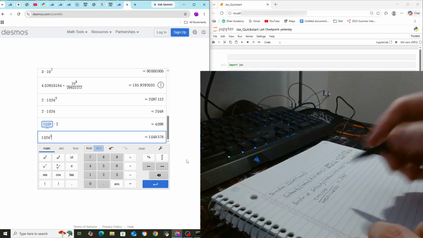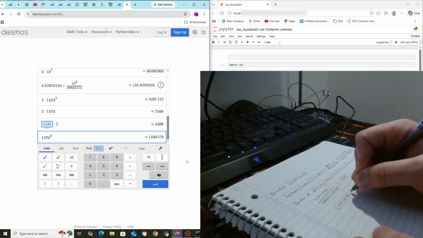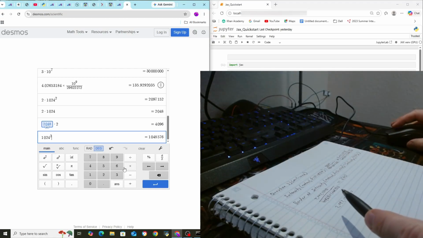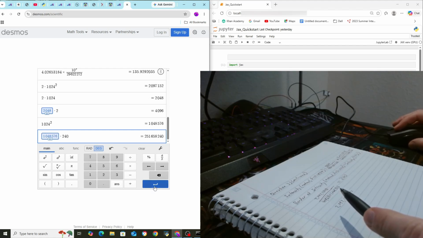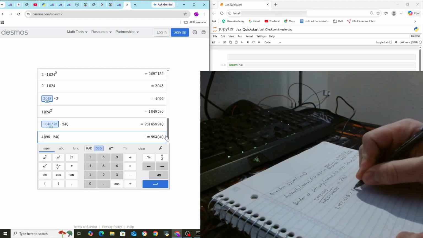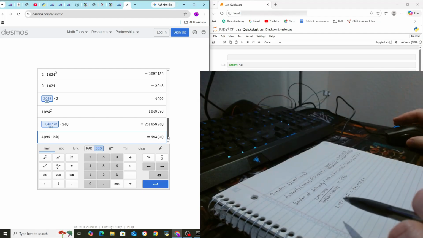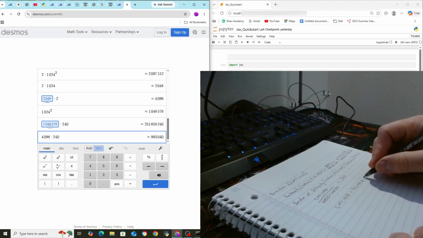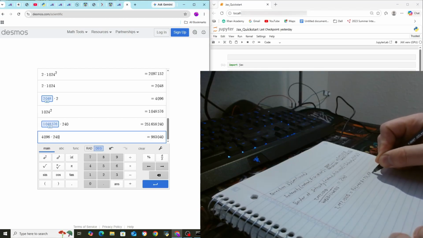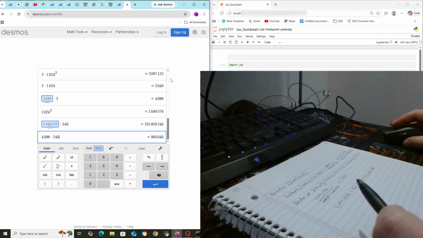Cool. So again, multiply over. 2,097,152B equals, so this number, answer times 240, and then also 4,096 times 240, 983040B plus this number, 251658240, subtract, so this number.